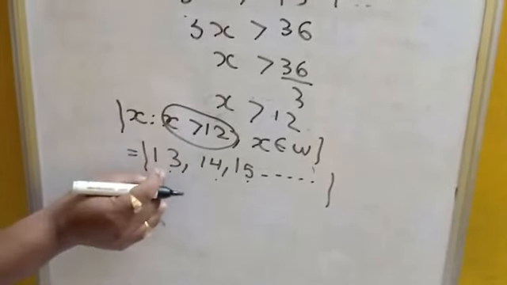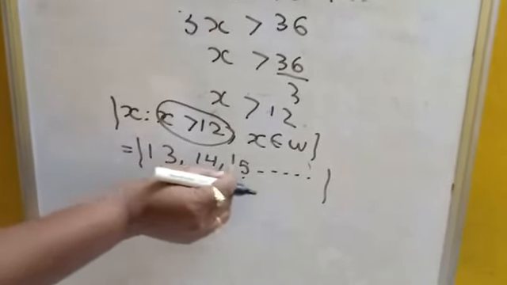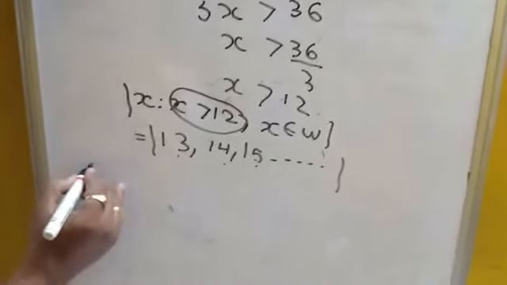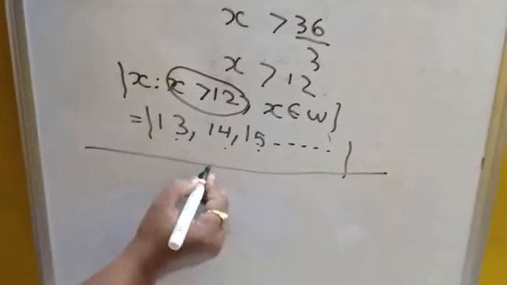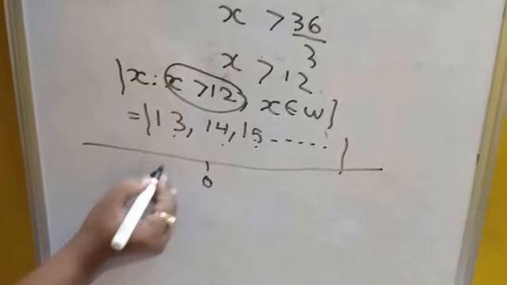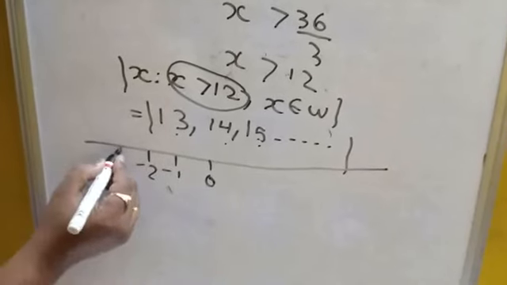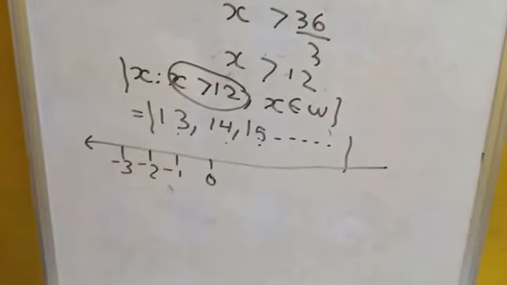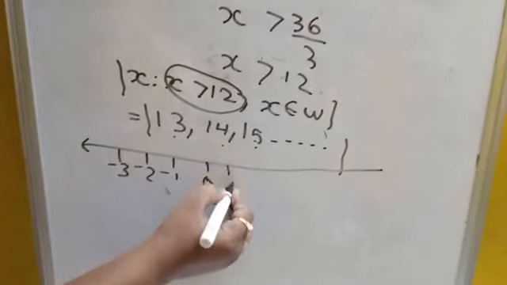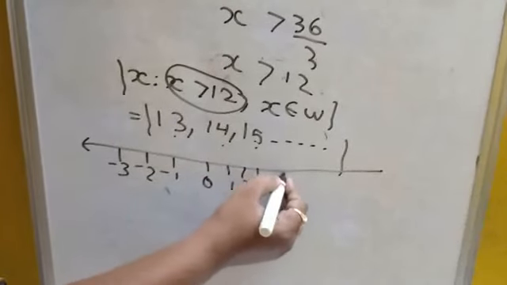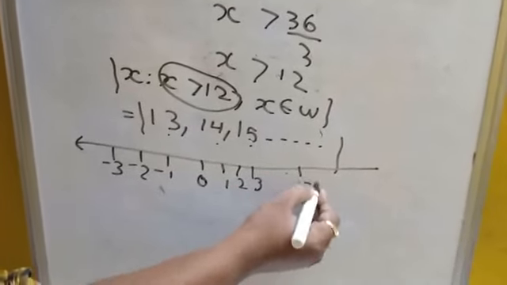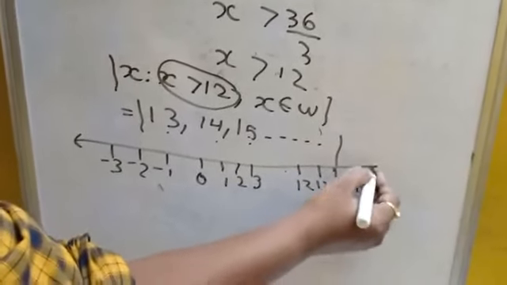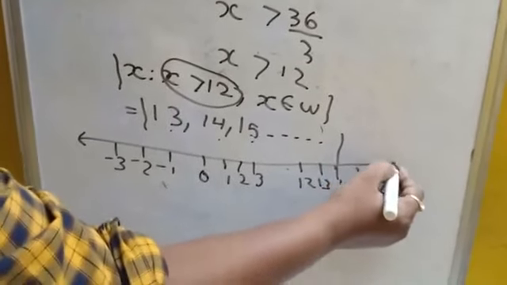So how can you represent 13, 14, 15 and so on on a number line? First you draw a number line. You start with 0 in the middle, then minus 1, minus 2, increasing on the left side, minus 3, minus 4. Next, on this side 1, 2, 3 and so on. I am starting here 12, 13, 14, 15, 16. Here you draw an arrow mark.